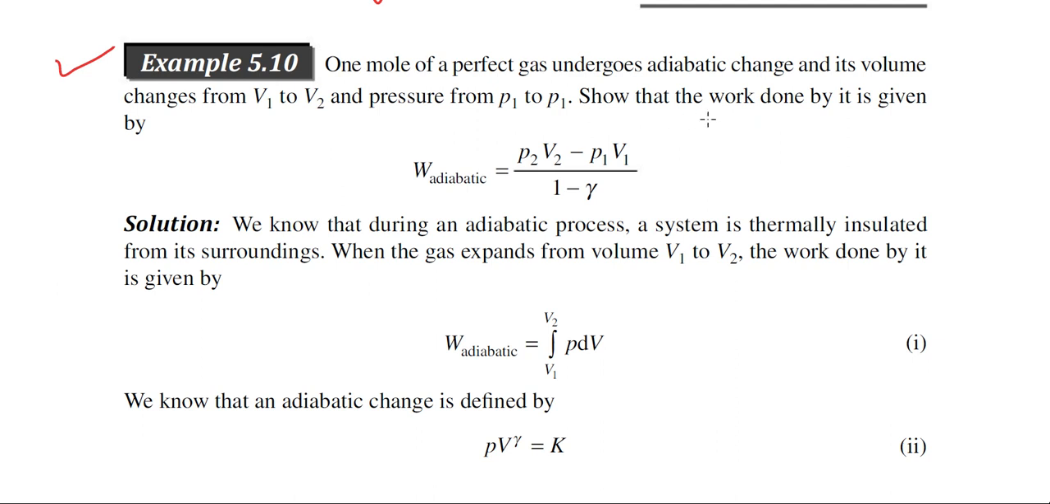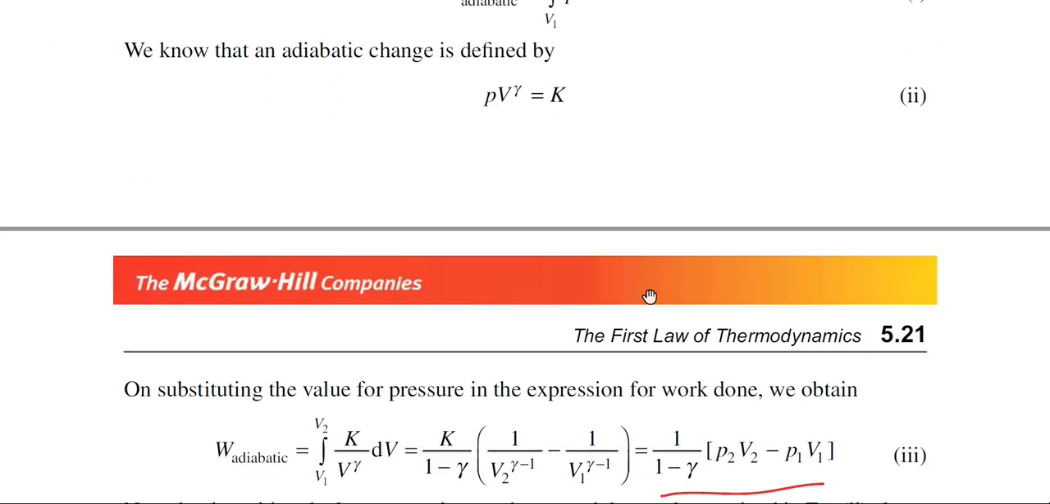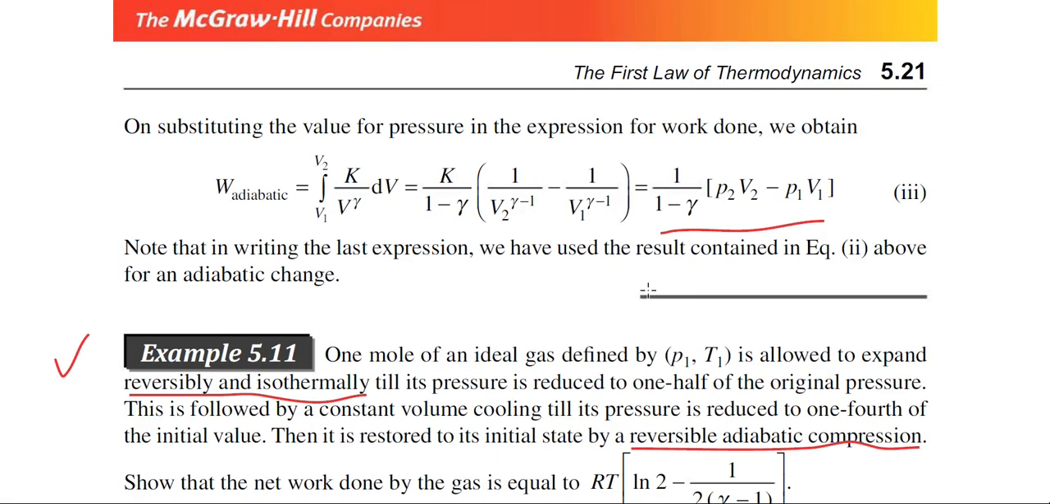So that the work done by it is given by W adiabatic is equal to (P2 V2 minus P1 V1) by (1 minus gamma). Basically we will use this formula in solving numerical problems, but you have to practice this derivation, because this derivation also comes in the examination. This is not a long derivation, but what we can show is that W adiabatic is equal to 1 by (1 minus gamma) times (P2 V2 minus P1 V1).